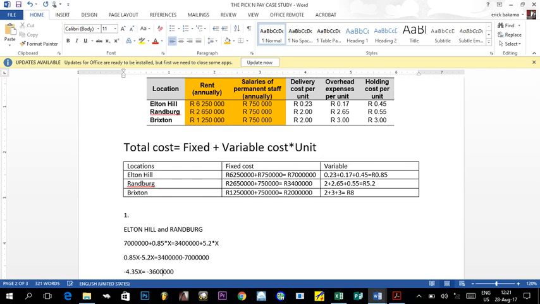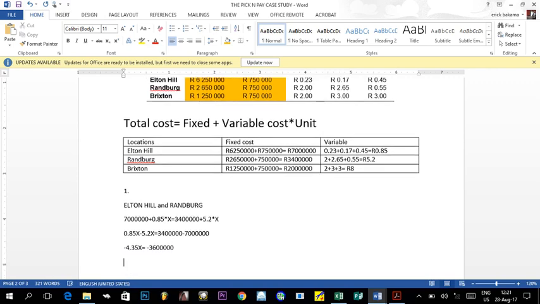Now what we do next is we divide both sides by a negative 4.35, so we get X on this side, and we get 3,600,000 that we divide, it's a negative, that we divide by 4.35, and the answer that we get is 827,586.20, or 21 in short.